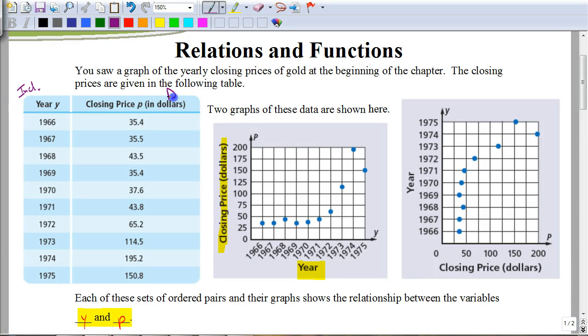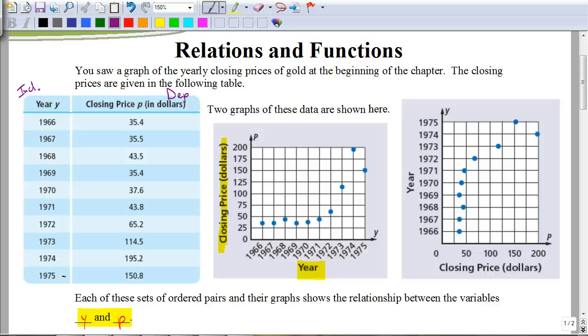For this particular example, our dependent variable is going to be the closing price of gold, because those values depend on the year that it is. So $35.40 was the closing price of gold back in 1969. $150.80 was the closing price of gold in the year 1975. So again, those values depend on the year.